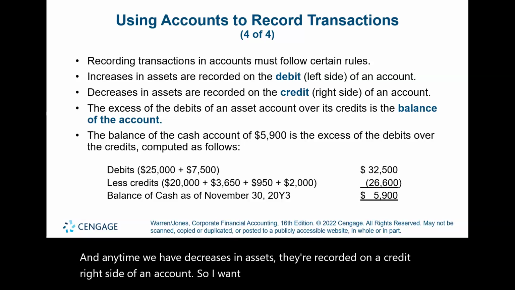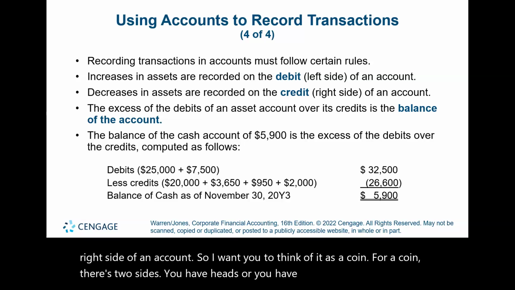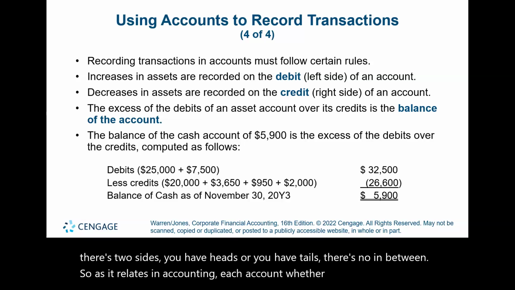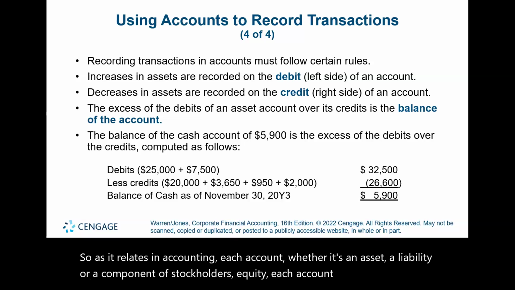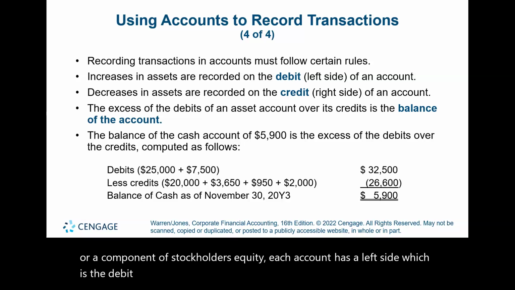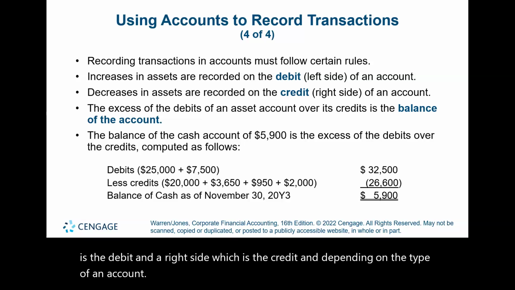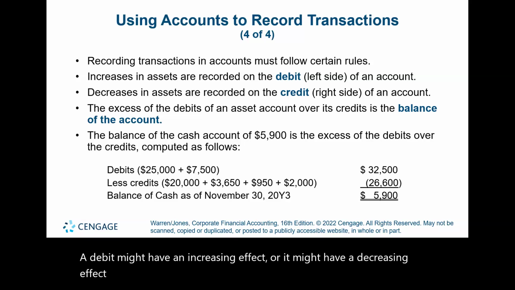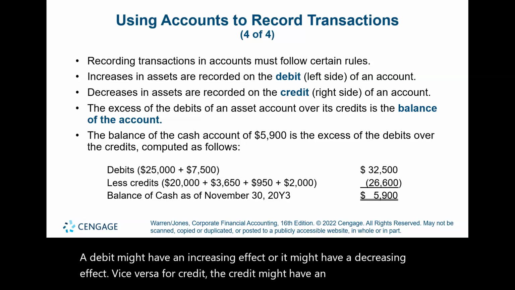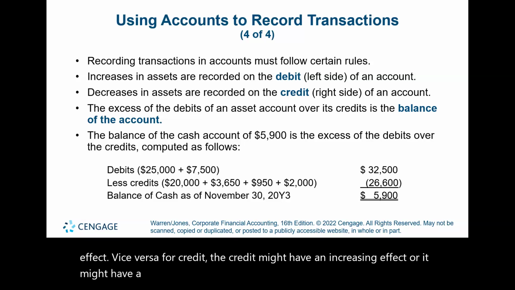I want you to think of it as a coin. For a coin, there are 2 sides: you have heads or you have tails. There's no in between. In accounting, each account, whether it's an asset, a liability, or a component of stockholders' equity, has a left side, which is the debit, and a right side, which is the credit. Depending on the type of account, a debit might have an increasing effect or a decreasing effect, and vice versa for a credit. The credit might have an increasing effect or a decreasing effect, but it ultimately depends on the type of account.